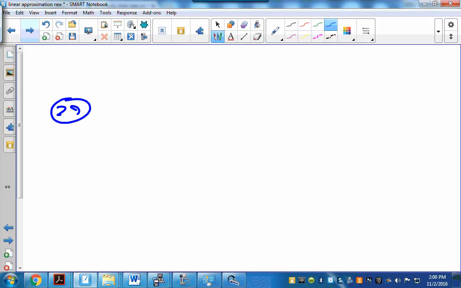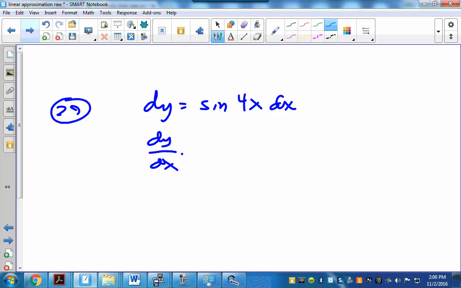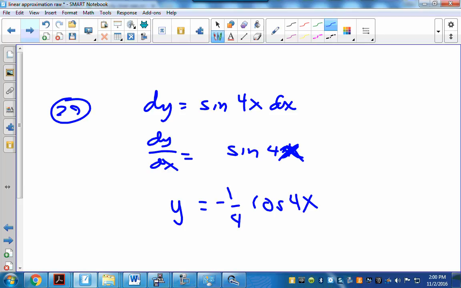29: dy is sine 4x dx. And so you probably threw the dx over, and you had this derivative, and you remembered that when you take the derivatives of trig functions, the angle never changes. So there had to be a cosine of 4x, but that didn't work because there would have been a negative. So you had to put a negative, and that didn't work, so you had to put a 1/4. And you did all that, and then you added your constant.